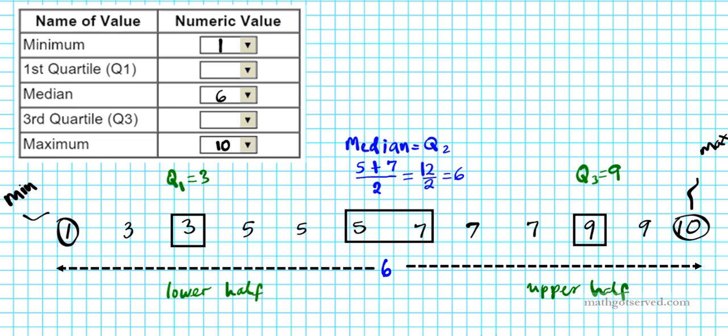Okay, so let's put in those numerical values. First quartile Q1 is 3. Third quartile Q3 is 9. Okay, so there you have it.